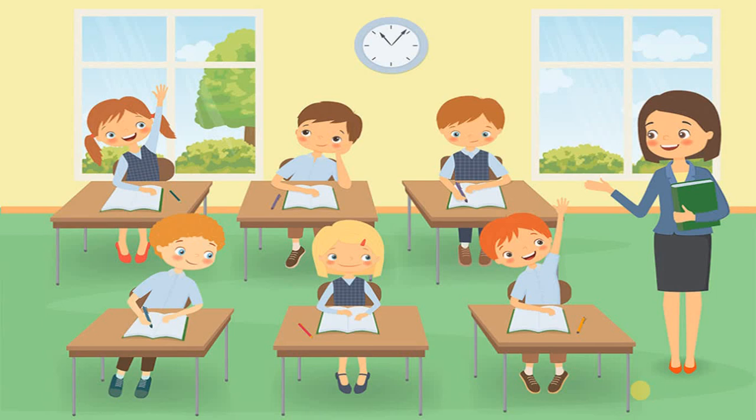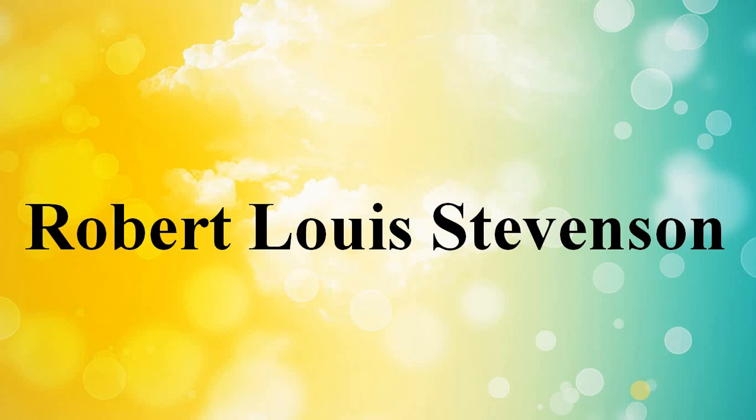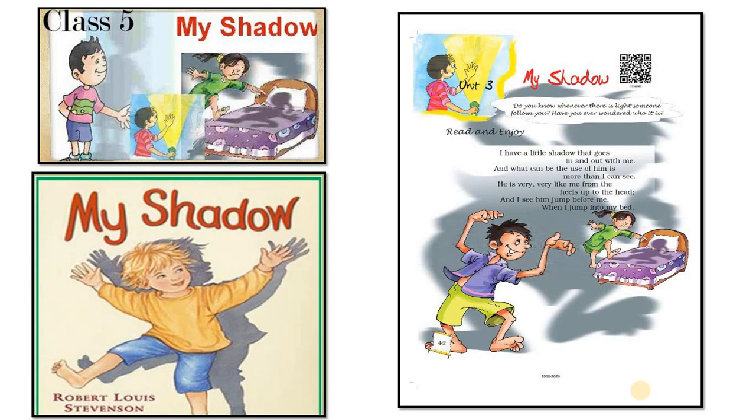Students, you already know who is a poet or composer. The person who writes a poem is called a poet. The poem My Shadow is written by Robert Louis Stevenson. Now, let's start the poem My Shadow. By reciting a poem, we know the proper pronunciation, fluency and intonation. So, let's start the poem.